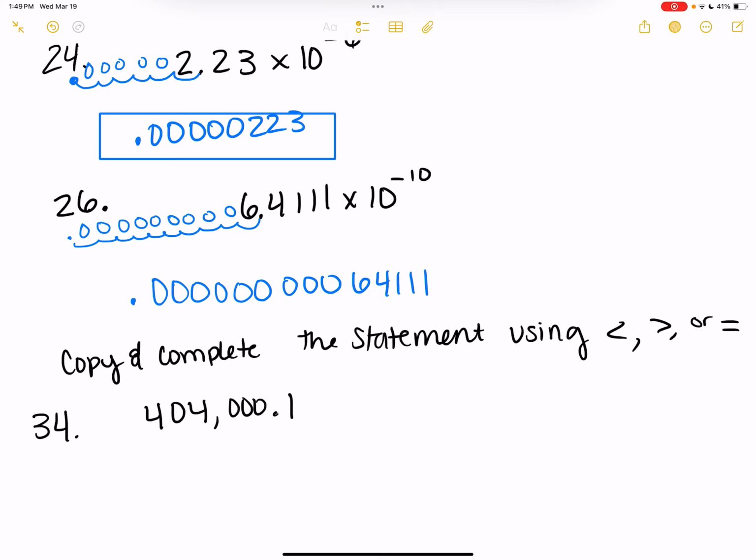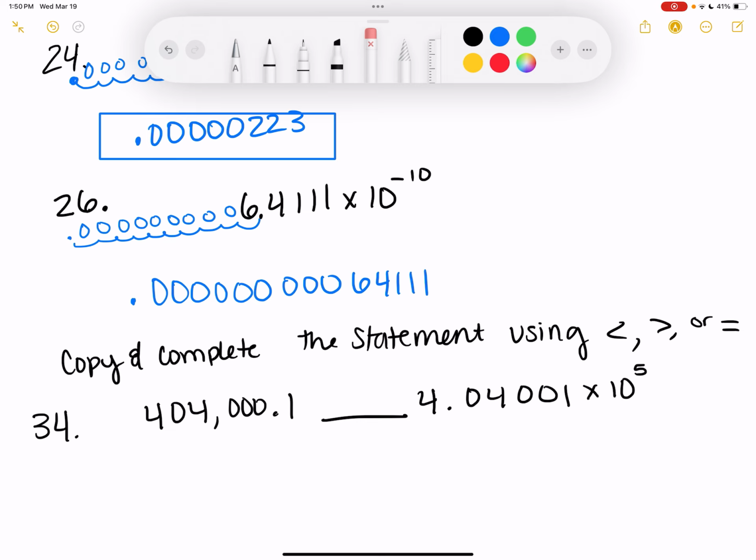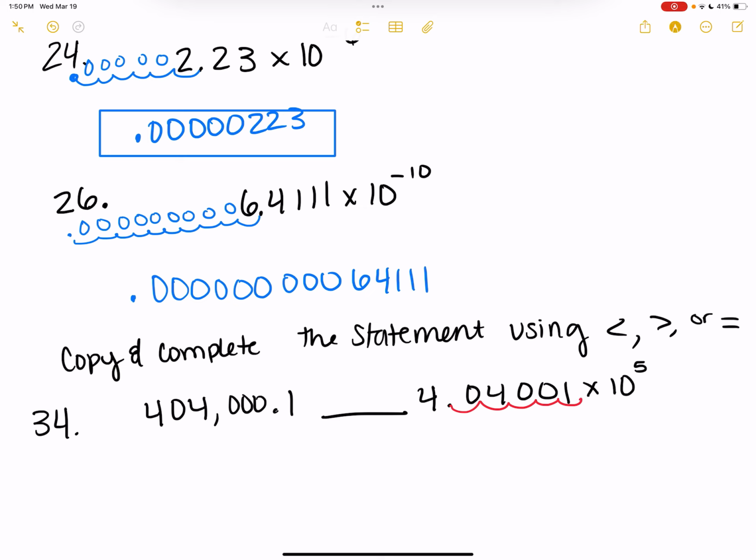4004.1 blank 4.04001 times 10 to the 5th. So what I would recommend we do is we either decide that we're putting everything in standard form or everything in scientific notation. I would say that you probably will do better if we go to standard form. The one on the left is already in standard form. The one on the right is not. So I would rewrite this one as, it's moving to the right 5. So 1, 2, 3, 4, 5. 404001.